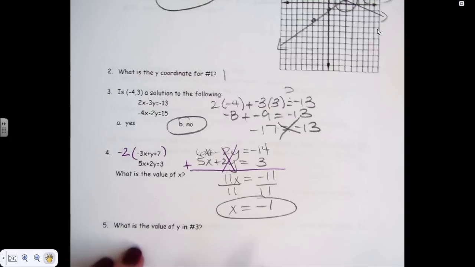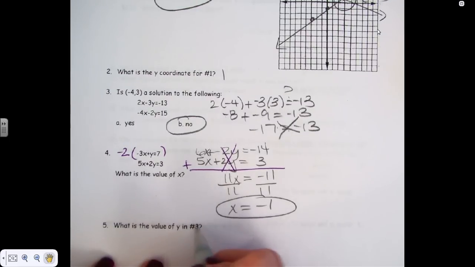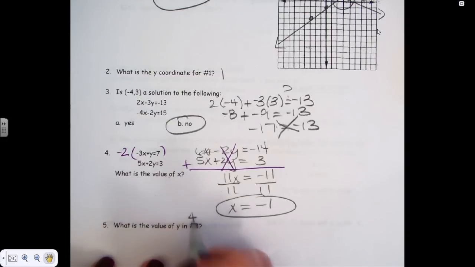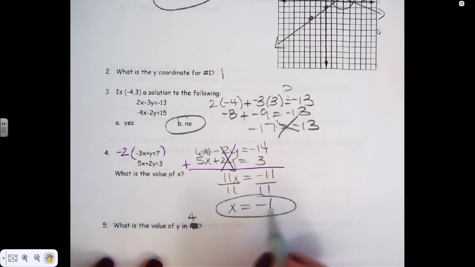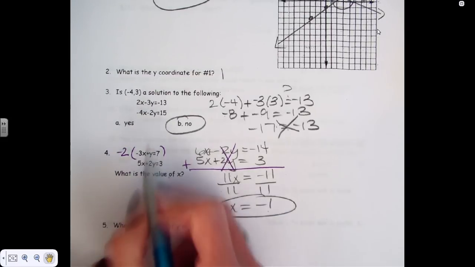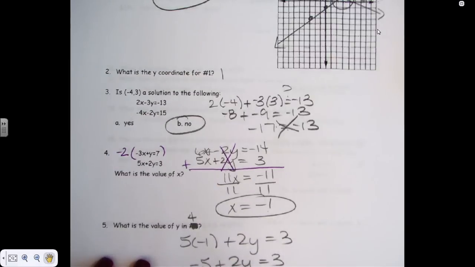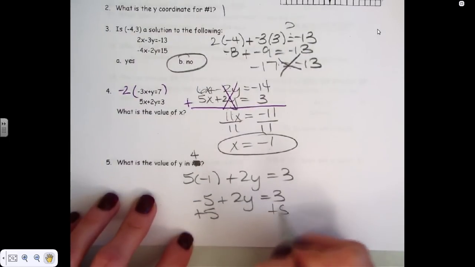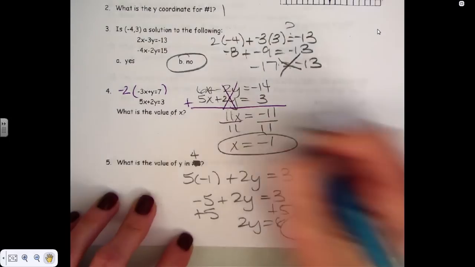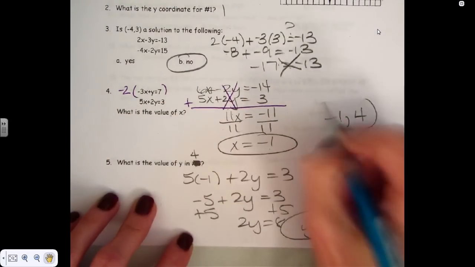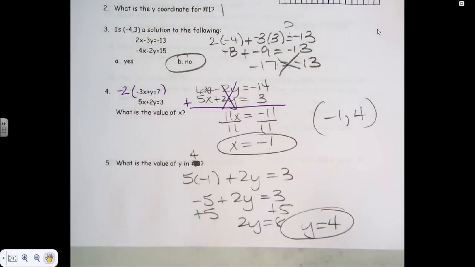Now, number 5, and I apologize, I messed up with my numbering on these. So this is really number 4. What is the y value? So I'm going to take negative 1, plug it back into either equation, and solve for y. So 2y is 8, so y is 4. So the solution to that system was negative 1, 4. Next page.